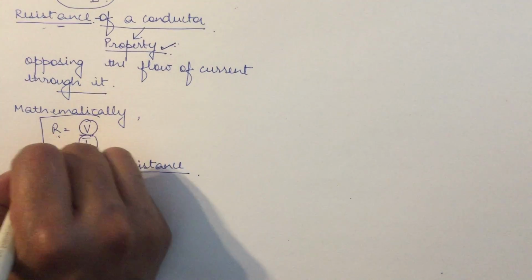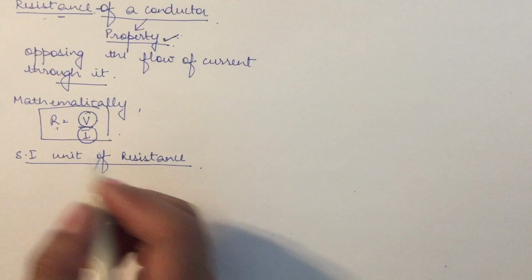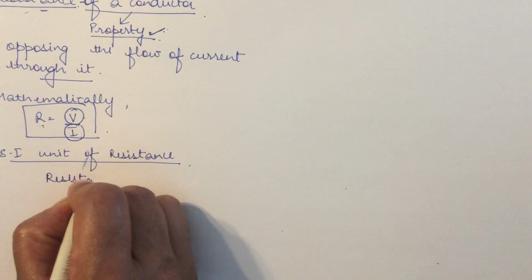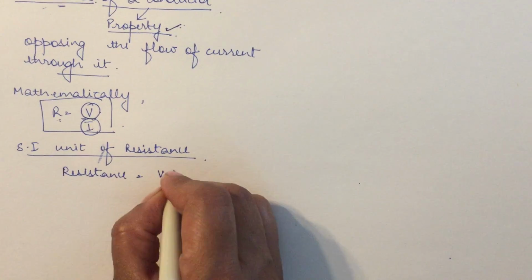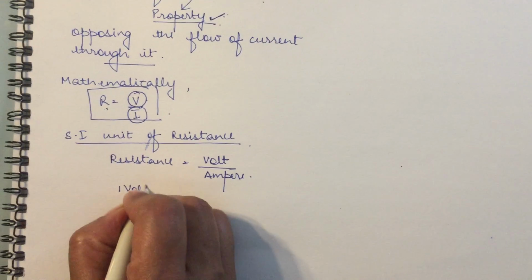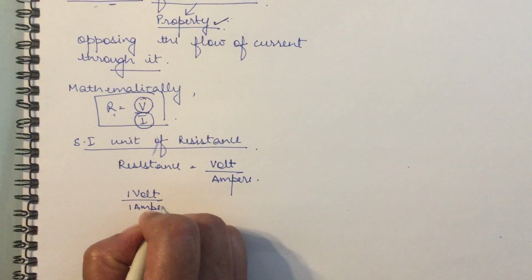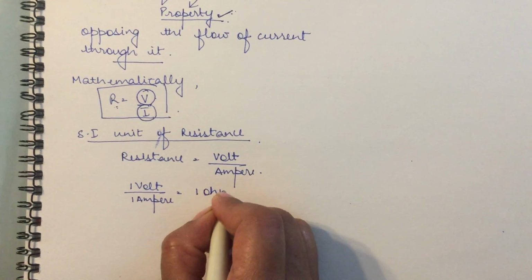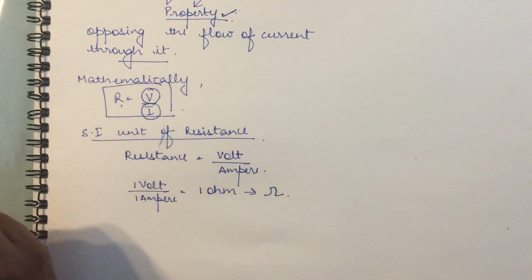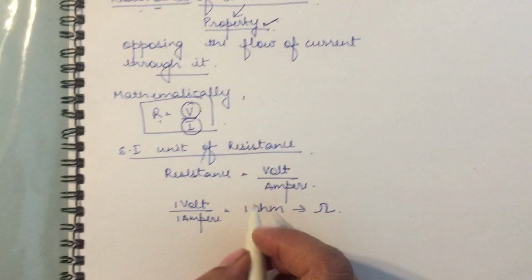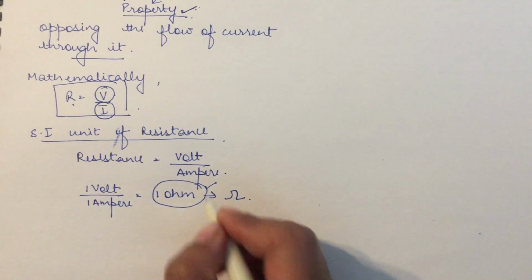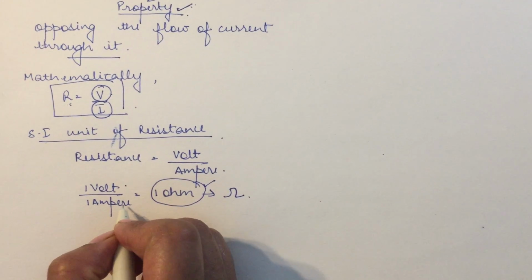Now from this equation, it is very clear resistance is equal to volt upon ampere, and this 1 volt upon 1 ampere is equal to 1 ohm, which is denoted by the Greek letter omega. So now it's very clear that the SI unit of resistance is ohm. The SI unit of resistance is ohm, which is equal to 1 volt upon 1 ampere.